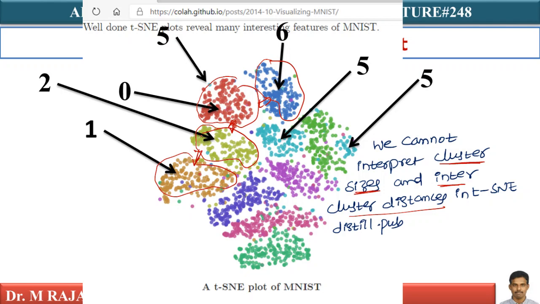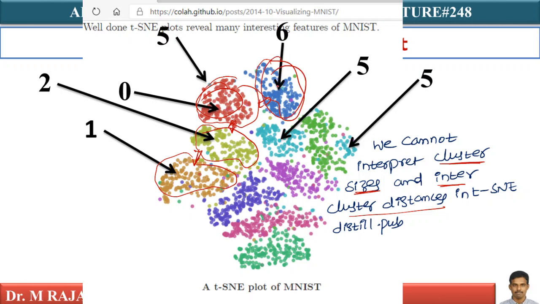Since I can't visualize 784 dimensions, I have two-dimensional data. When I visualize this two-dimensional data, the first thing I noticed is all of my zeros are grouped together. Just see, all of my zeros are grouped together. All of my sixes are grouped together. Just see.